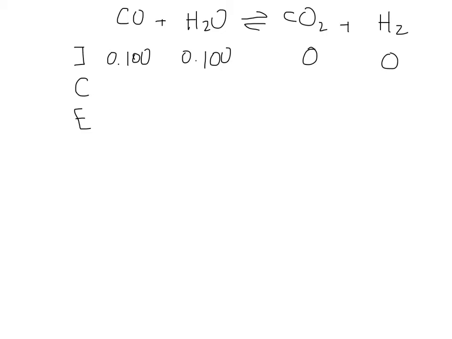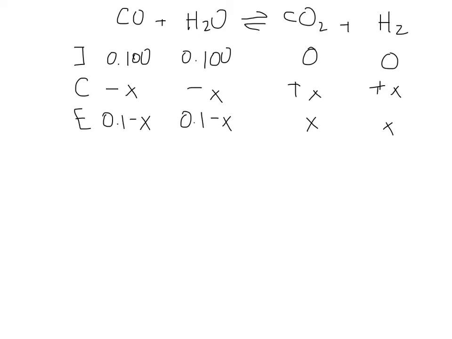H2. The change, everything's 1-to-1 ratios. So the reactants are both going to go down by minus X. Products are both going to go up by plus X. So our equilibrium concentrations, I'm going to shorten this up a little bit just for sake of clarity. We add our I and our C columns, so that becomes 0.1 minus X for both CO and H2O, and just X for CO2 and H2.